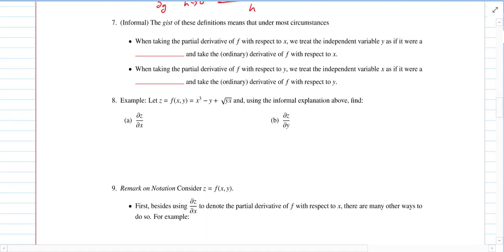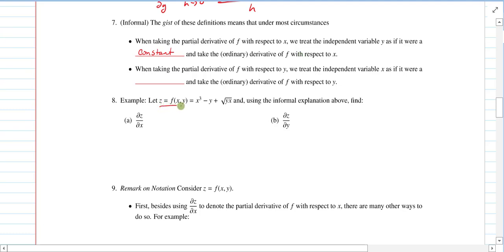The gist, so this is really what I need you to take from today's lesson. The gist of these definitions means that under most circumstances, when we're taking the partial derivative of f with respect to x, we treat the independent variable as if it were a constant, and we take the ordinary derivative of f with respect to x. So let's put that on pause for just a minute.